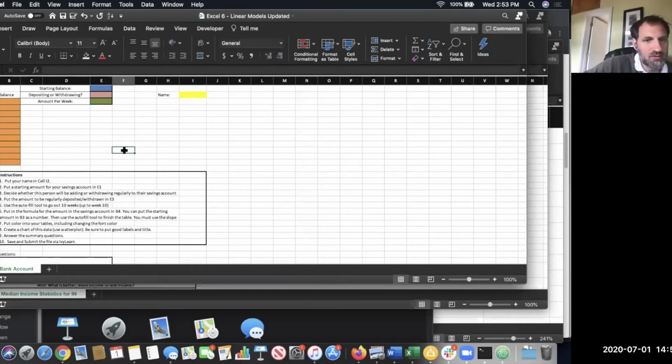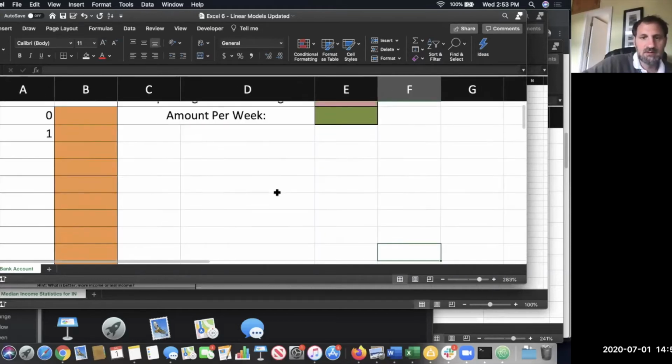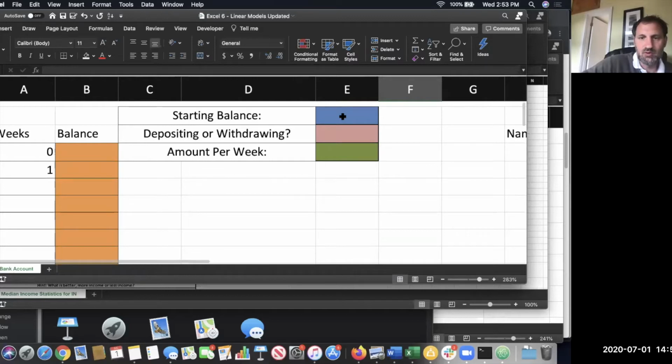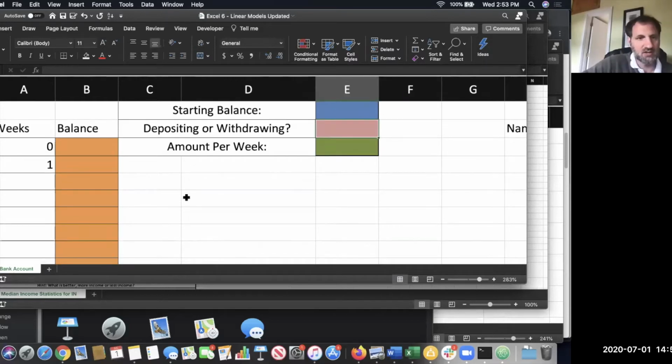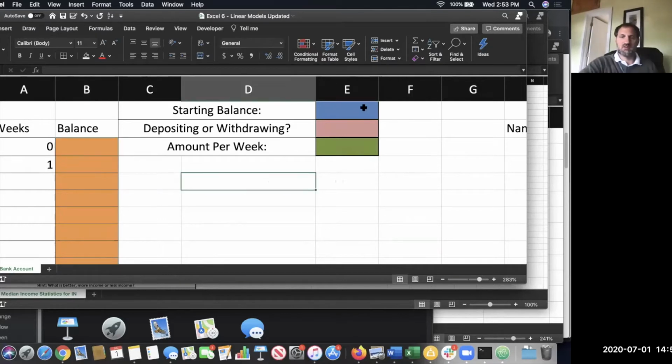So you've got to make some decisions up front. What's your starting balance? Are you depositing money or are you drawing it? And how much are you doing every week? When you're writing this formula, I really recommend going with the y equals mx plus b format and then filling it in as you go. So we'll just do one together and then kind of show you how that would work.